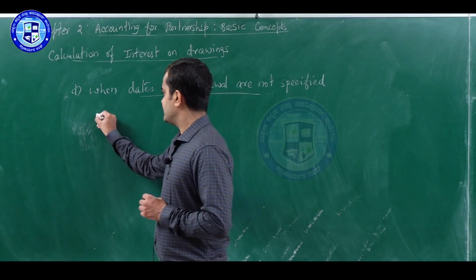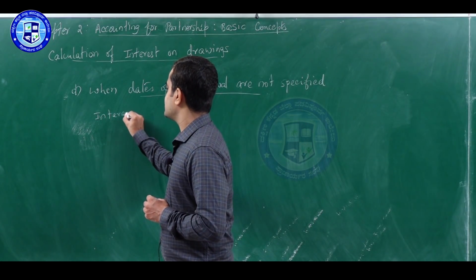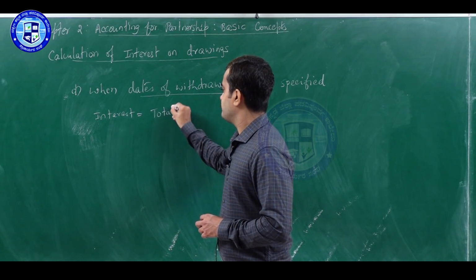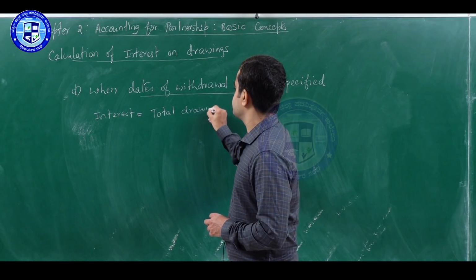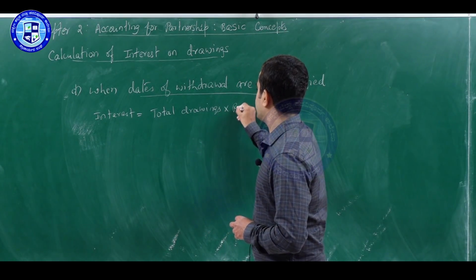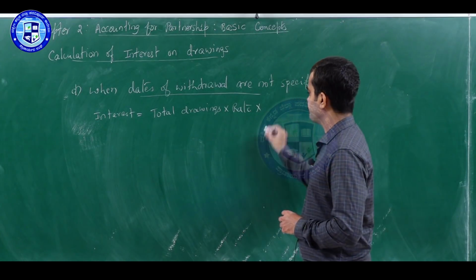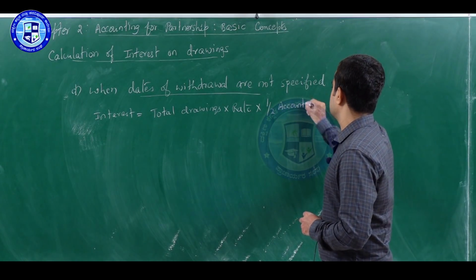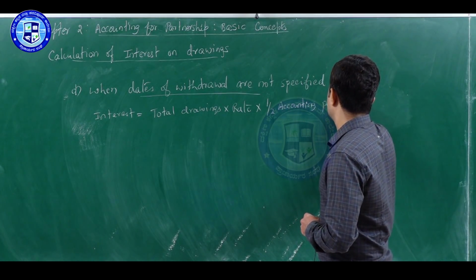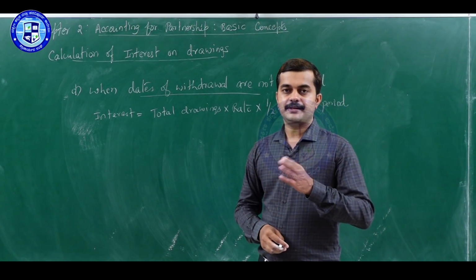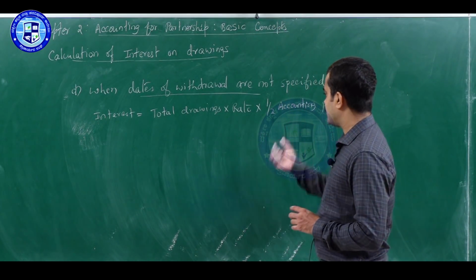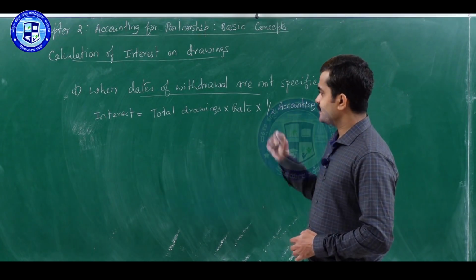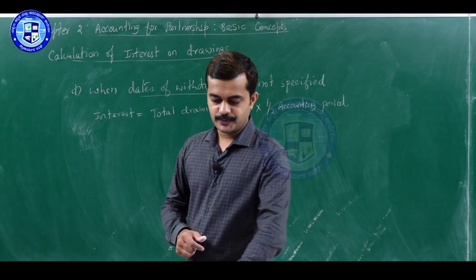There is a formula for that, which is like this: interest on drawings is equal to total drawings into rate into half of the accounting period. In an accounting period, usually we take 12 months time. So, half of the accounting period means 6 months, that is 6 by 12 we have to take. So, let us look at this situation with an example.